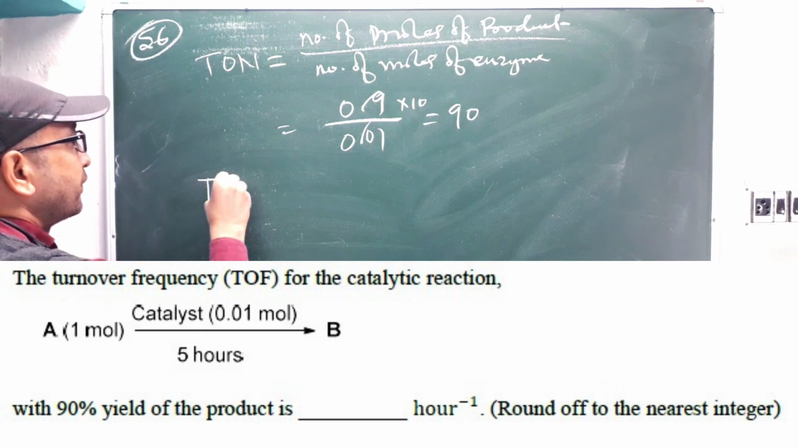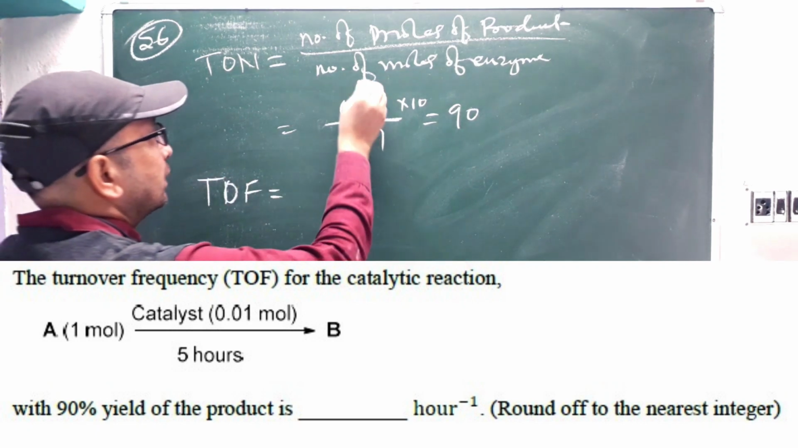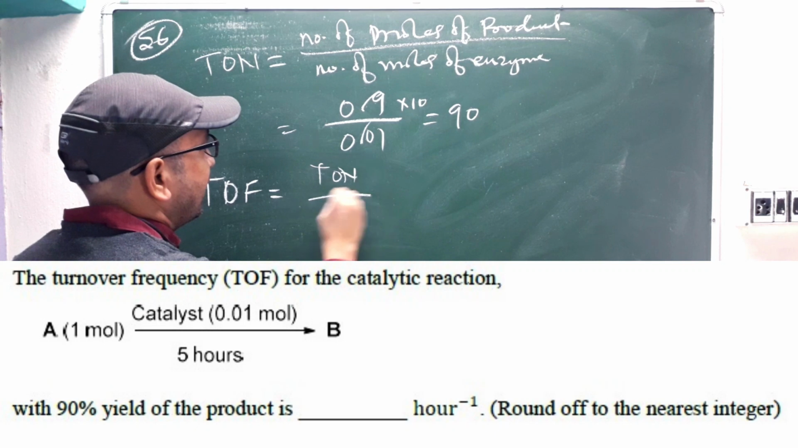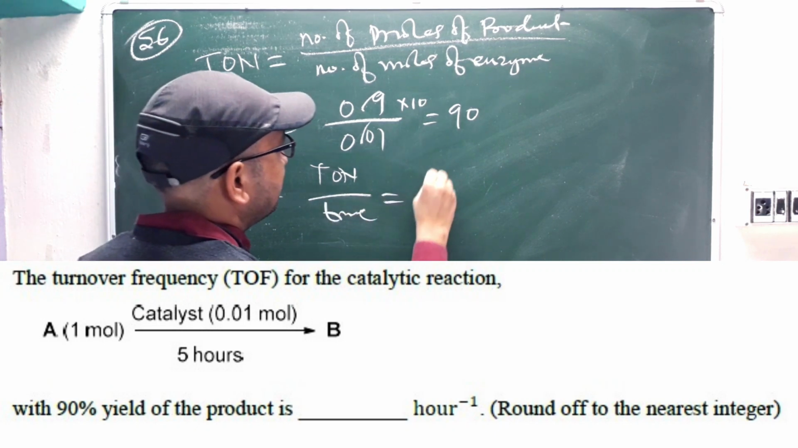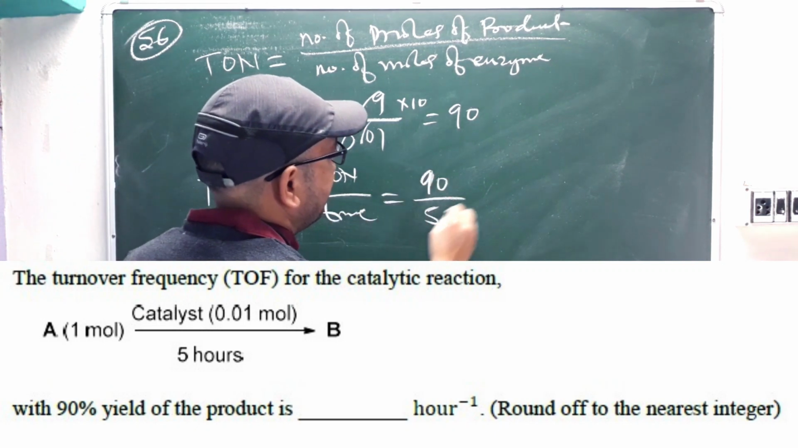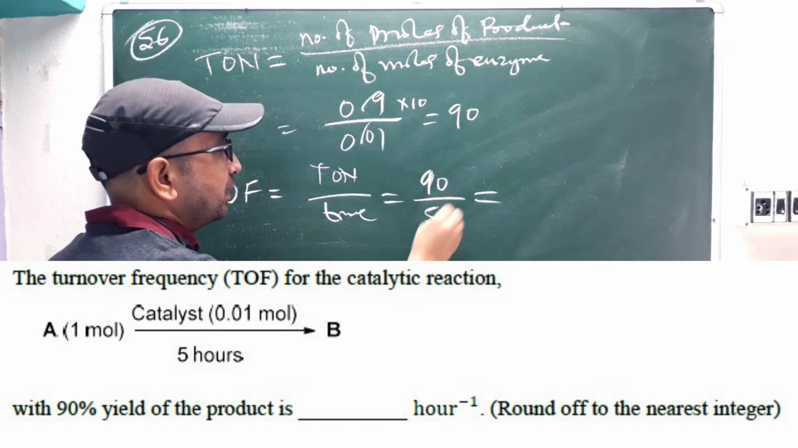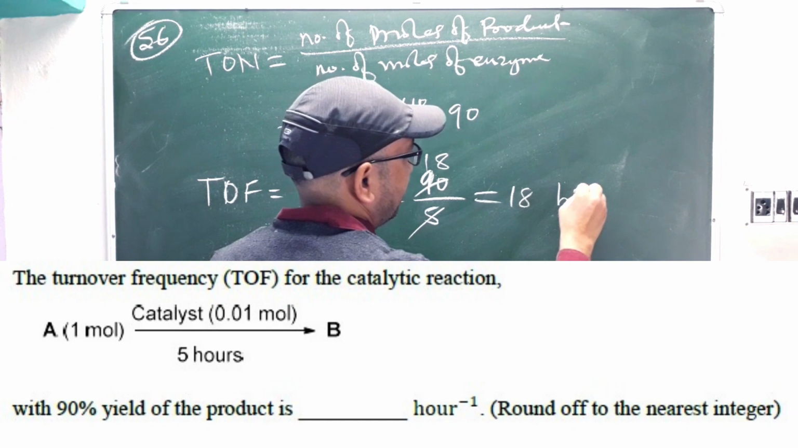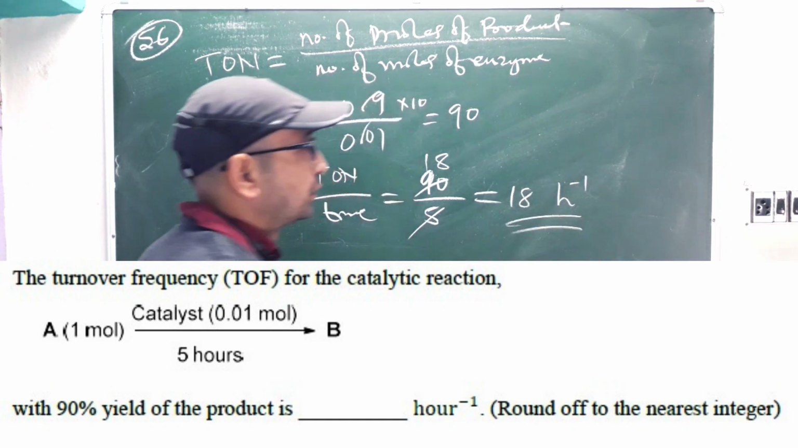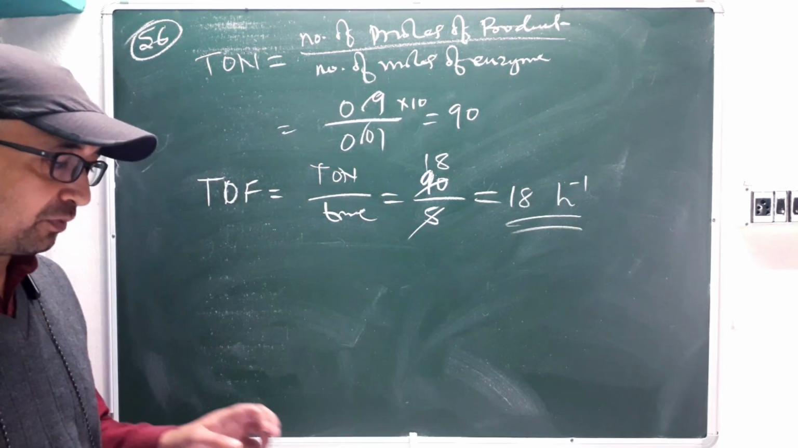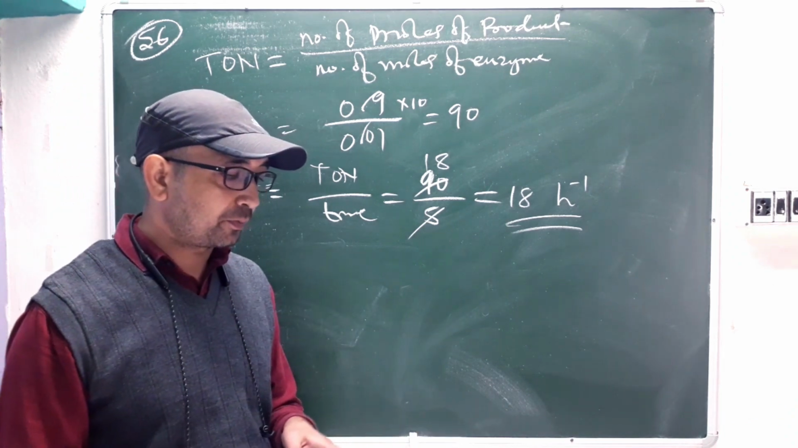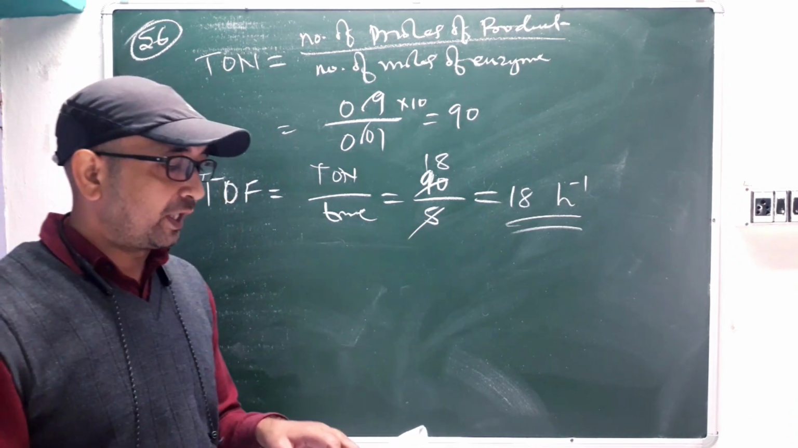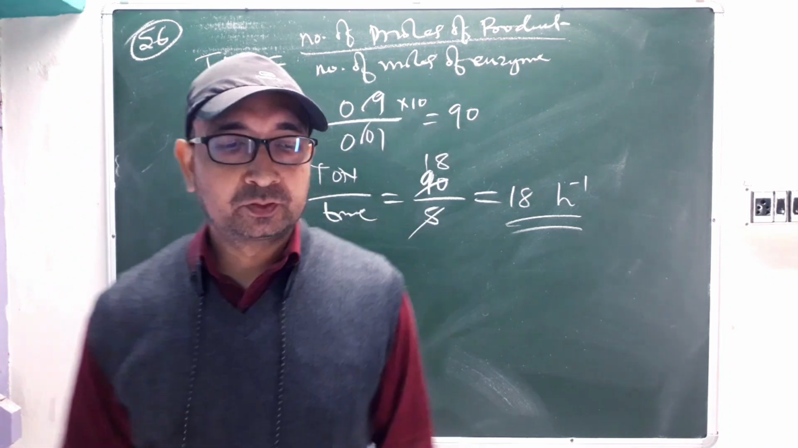So how much is the turnover frequency? The turnover number divided by time. So turnover number is 90 divided by 5 hours. So how much is it coming? 18 per hour. We don't have options, per hour it is given. So the answer will be 18.